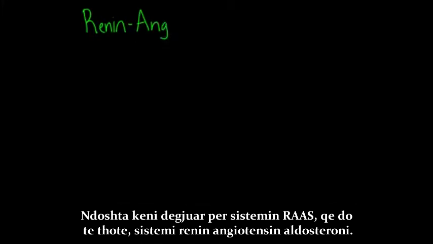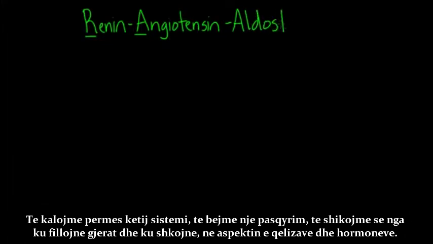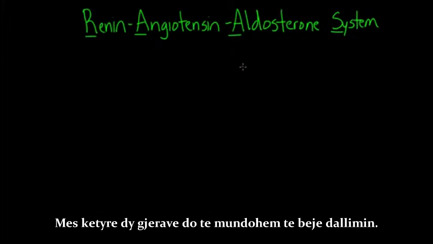Body has a really cool way of controlling blood pressure. And you'll hear about this RAAS system. RAAS stands for renin-angiotensin-aldosterone system. So let's go through this RAAS system as an overview, just looking at where things start from and where things go in terms of cells and hormones. Those are the two things I want to try to distinguish between.